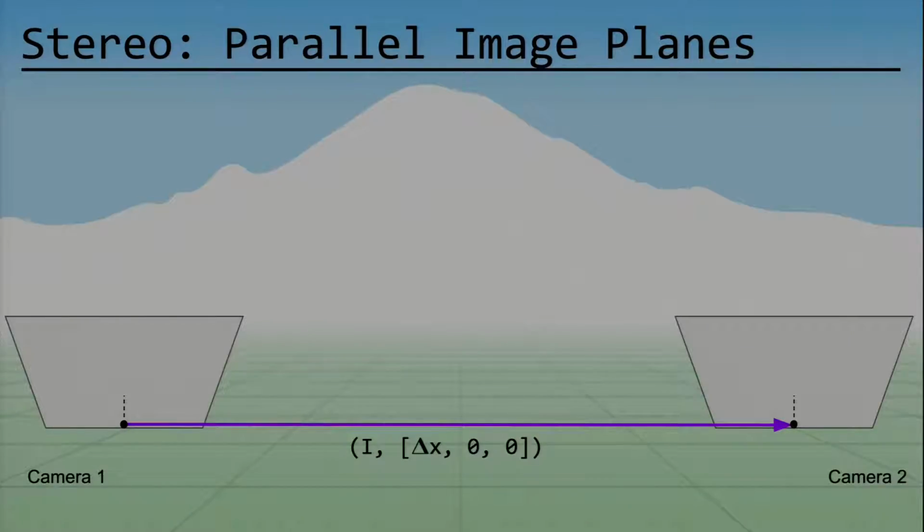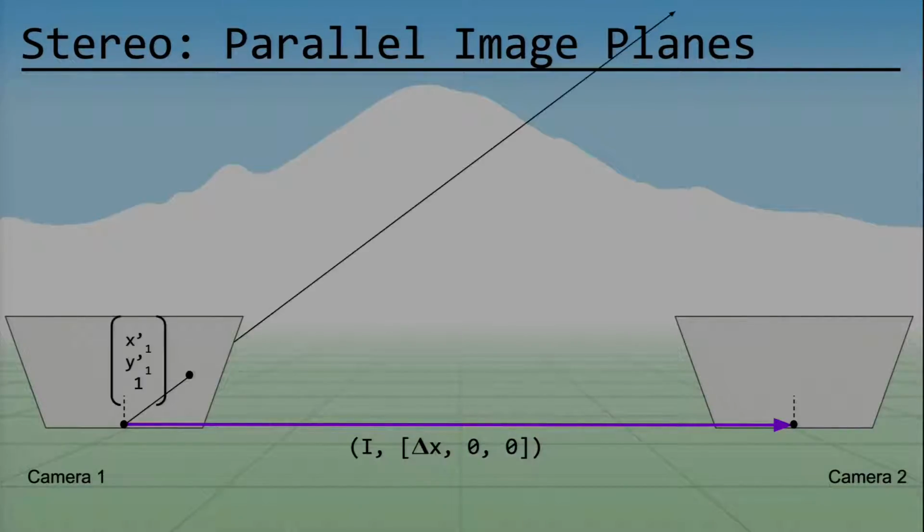If you have your two cameras, if they have parallel image planes, then this makes everything so much easier. When I say parallel image planes, what I basically mean is there's no rotation. So this is the identity matrix. There's no rotation between the two, and the only translation is just some delta x, some shift in the x coordinate, but no shift in y and no shift in z.